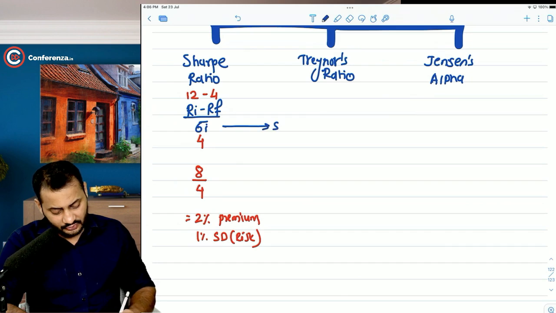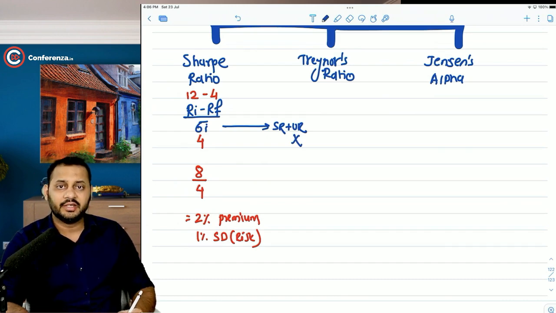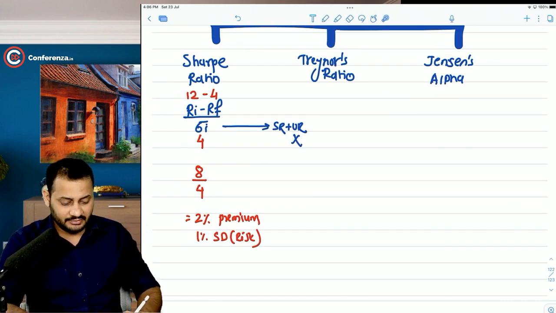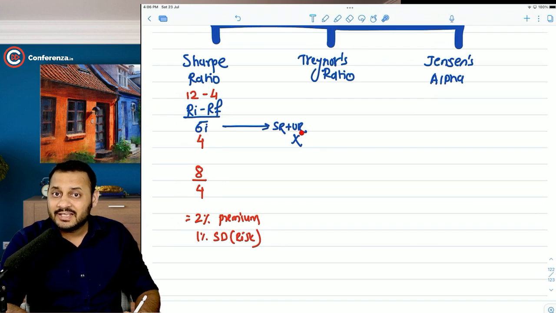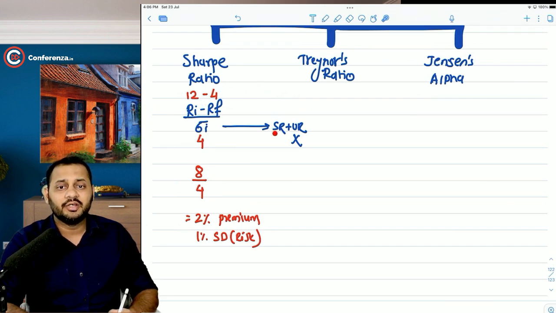Trainer says that this includes systematic risk plus unsystematic risk, and unsystematic risk is something which can be eliminated through diversification. Unsystematic risk is in the hands of the investor, and diversification can eliminate or reduce this risk to a maximum extent. So the only risk which cannot be reduced is the systematic risk, which is not in the investor's control. So it's better to evaluate the premium that we are earning for taking the risk on a per unit of systematic risk basis, not the total risk.